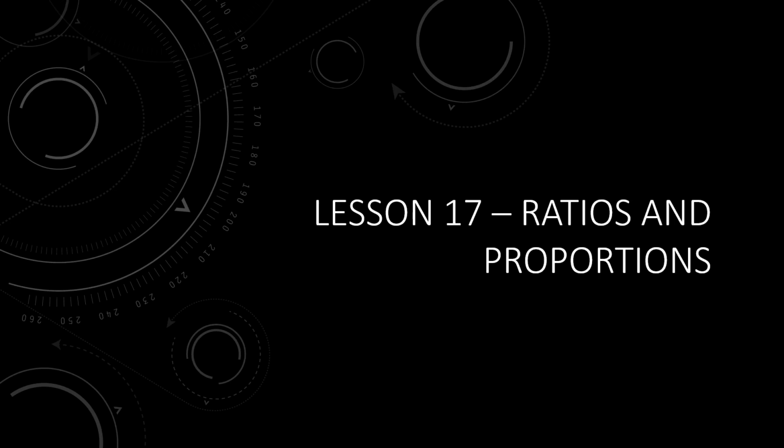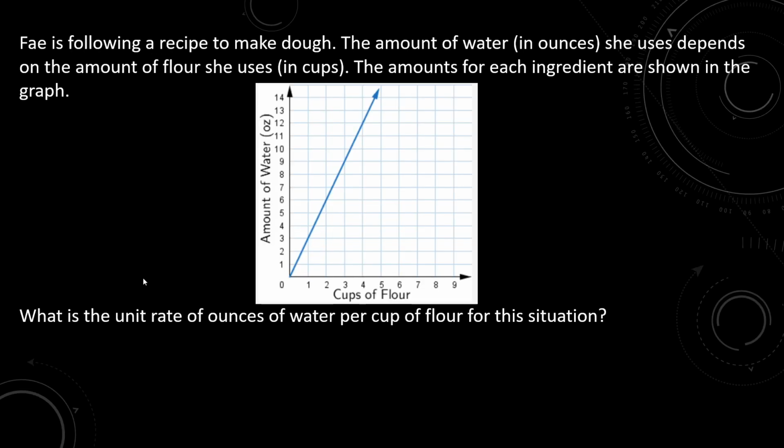In this video, I will be going over lesson 17, which is about ratios and proportions. Our first question says that Faye is following a recipe to make dough. The amount of water in ounces she uses depends on the amount of flour she uses in cups. The amount of each ingredient are shown in the graph below. What is the unit rate of the ounces of water per cup of flour for this situation?